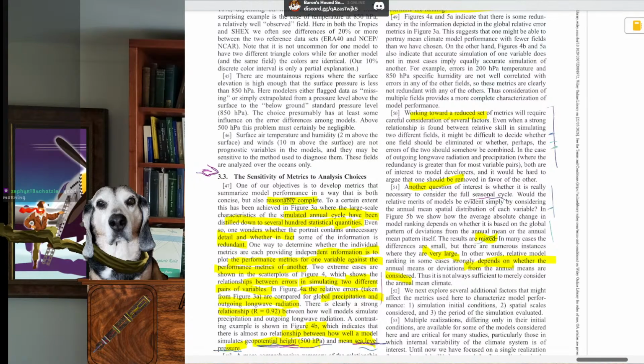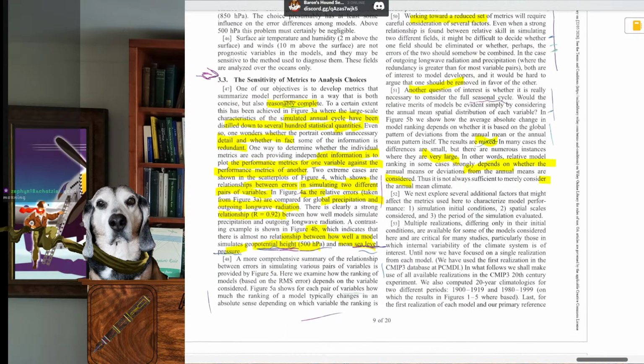Plus, it tells you something about the physical causal connections. If temperature is more important than relative pressure, then maybe there's something about temperature that matters more. There's some physical effect in there that you need to take into account. Okay, it is not always sufficient to merely consider the annual mean climate.